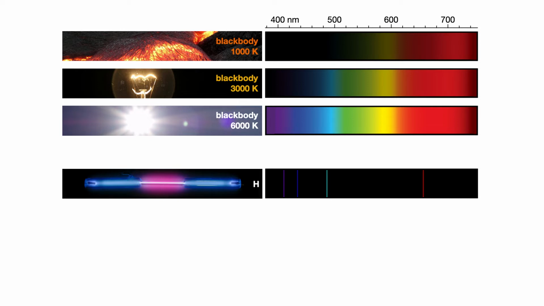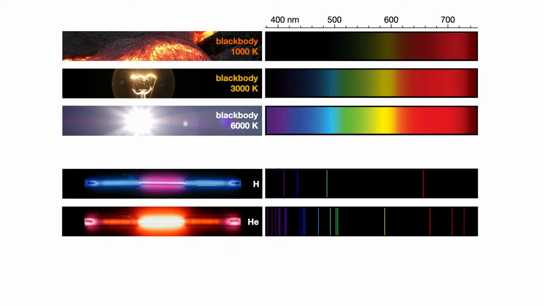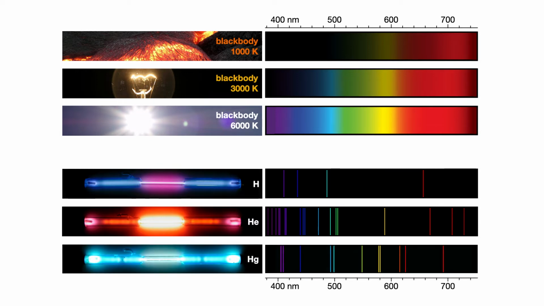Similar things happen with other kinds of atoms. If you take a discharge tube full of helium and get it hot, this is what it looks like. You see another pattern with discrete lines at particular colors in the spectrum. Mercury does the same thing. In fact, every element produces its own unique spectrum of lines, and you can use this to identify elements.